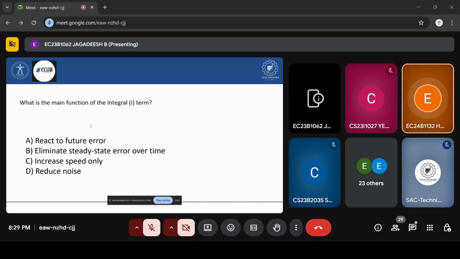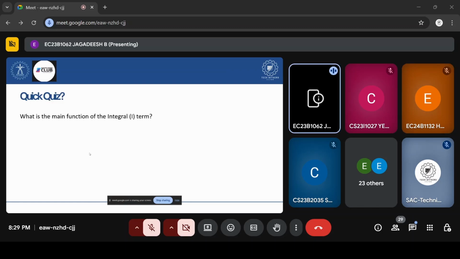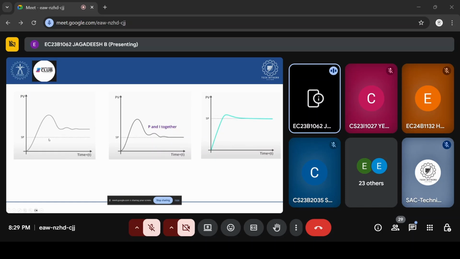Like you said, it will add up all the errors and it will somehow reduce the overshooting. No, it will not reduce the overshoot. See here: if you use proportional, the first graph; if you use proportional integral, then the second graph. What is the difference between these two graphs?